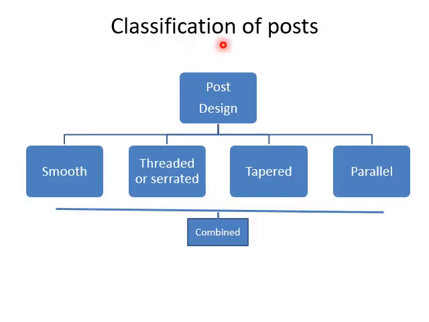الكلاسيفيكيشن of the post ممكن يكون اعتمادا على البوست ديزاين. ممكن إنه يكون smooth, threaded, serrated, tapered, parallel, or a combination of two of these designs. دائما ال prefabricated ممكن إنه يكون بأحد هذه الديزاينز المذكورة، لكن ال custom made دائما يكون smooth with some of tapering.